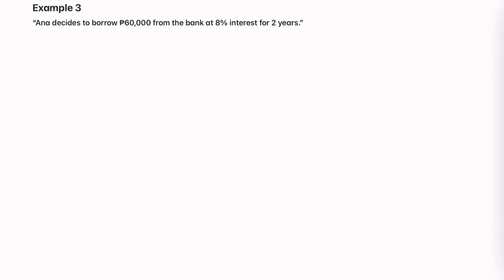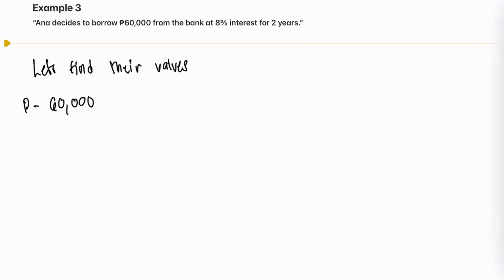So, let's move on to our example number 3. Anna decides to borrow 60,000 from the bank at 8% interest for 2 years. So same process as the 2 examples that I gave. First, let's find their values. P is 60,000, R is 8%, F is not yet given, and T is 2 years. So step 1, interest.